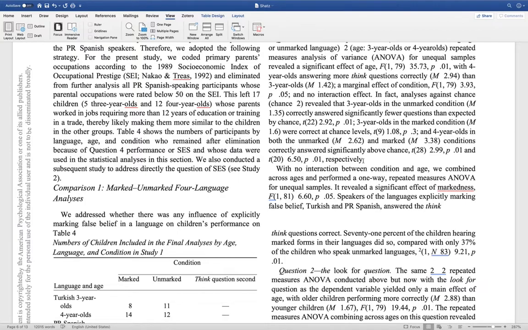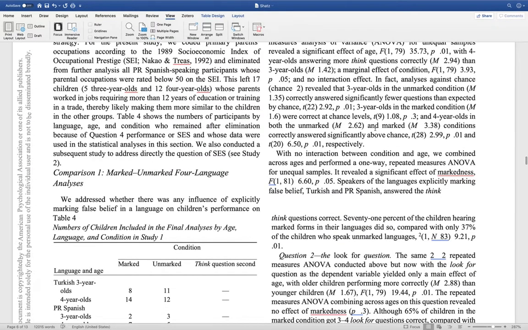In fact, analysis against chance, and they're saying chance was 2 out of 4, revealed that 3-year-olds in the unmarked condition correctly answered significantly fewer questions than expected by chance. Okay, so 3-year-olds are worse than chance. 3-year-olds in the marked condition were correct at chance levels. So marked brought the kids up to chance. But this isn't looking at the different language conditions that we were talking about. It's just age by marked and, well, I guess it is looking at marked and unmarked, but it's not looking at the different languages. So this one is kind of flustering me right now.